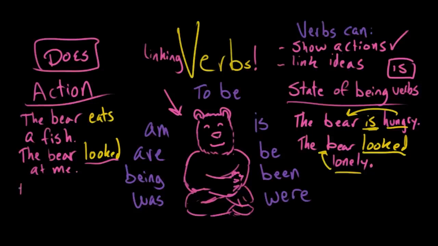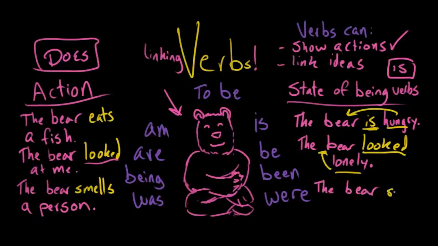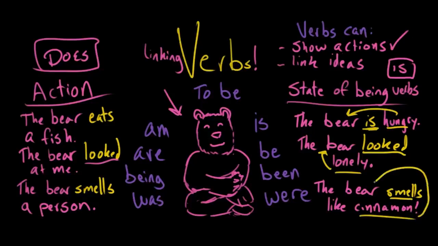By the same token, we could say for an action, the bear smells a person. What is it smelling? A person. But we could also say, the bear smells like cinnamon, which I grant you is pretty unlikely. Don't go smelling bears. But what smells is doing here is connecting the idea of cinnamon to the bear. The bear isn't smelling cinnamon, the bear smells like cinnamon.